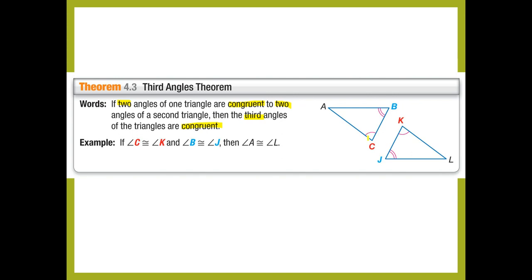So in this example right here, we can see that angle C is congruent to angle K. Angle B is congruent to angle J. Since we know that these two angles and these two angles are congruent, we can also assume that angle A is congruent to angle L.